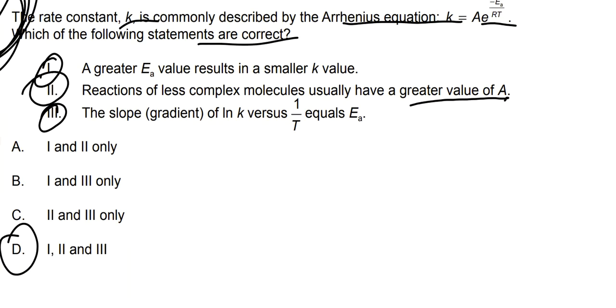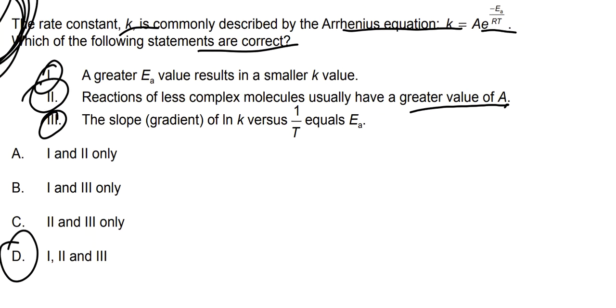So I got question 23 wrong here. The slope of the ln k versus 1/T does not equal Ea. It's actually the Ea we calculate from multiplying the slope m by the ideal gas constant and making it negative. So it doesn't directly equal Ea. So number 3 was incorrect. The correct answer was 1 and 2.